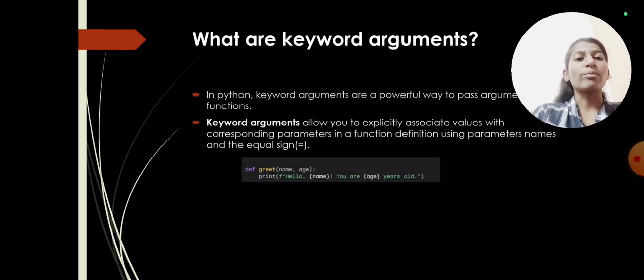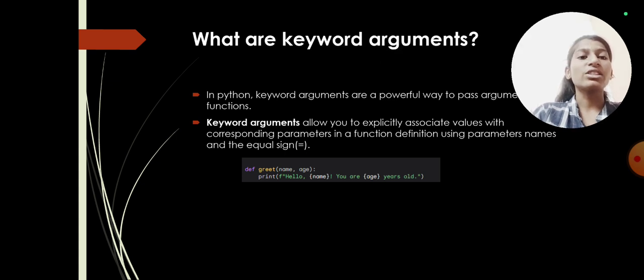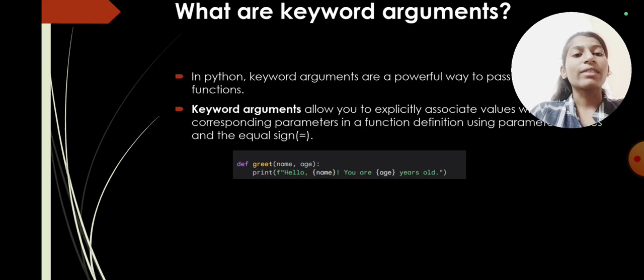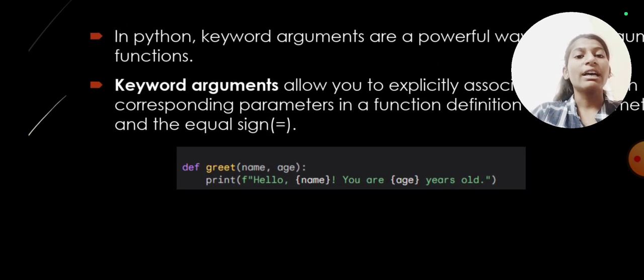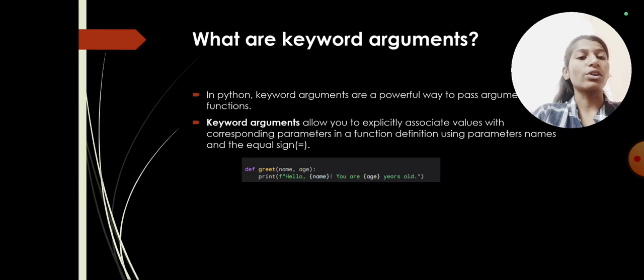What are keyword arguments? In Python, keyword arguments are a powerful way to pass arguments to functions. Keyword arguments allow you to explicitly associate values with corresponding parameters in a function. Definition: using parameter names and an equal sign. I have mentioned one program, that is def greet(name, age), then print hello name, your age, how many years old you are.